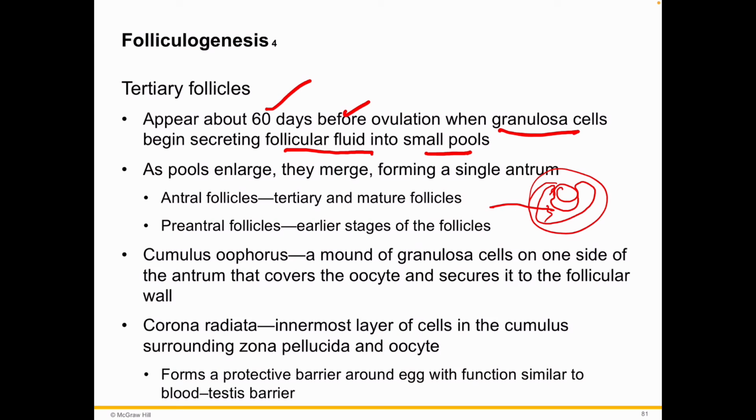Antral follicles are tertiary and mature follicles with a single antrum, and the periantral follicles are earlier stages. The cumulus oophorus is a mound of granulosa cells on one side of the antrum that covers the oocyte and secures it into the follicular wall. The corona radiata is the innermost layer of cells in the cumulus, surrounding the zona pellucida and the oocyte, and it is there basically for protection.